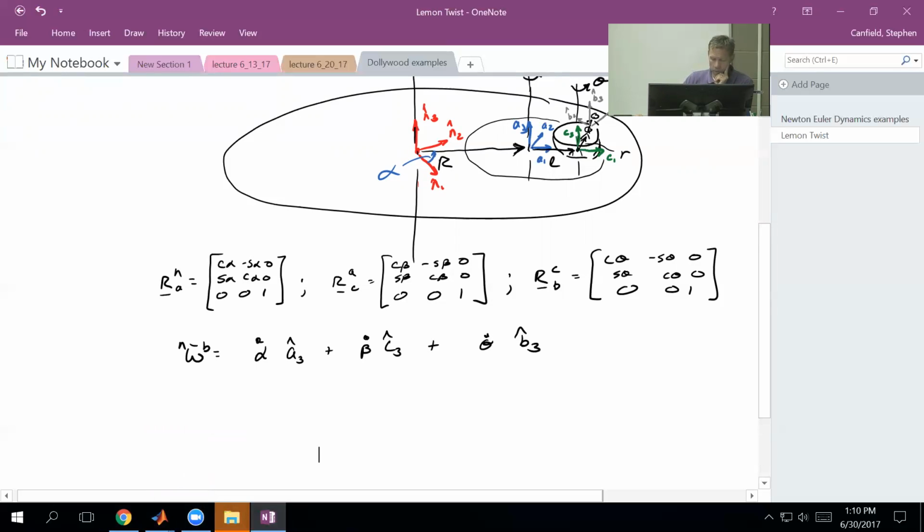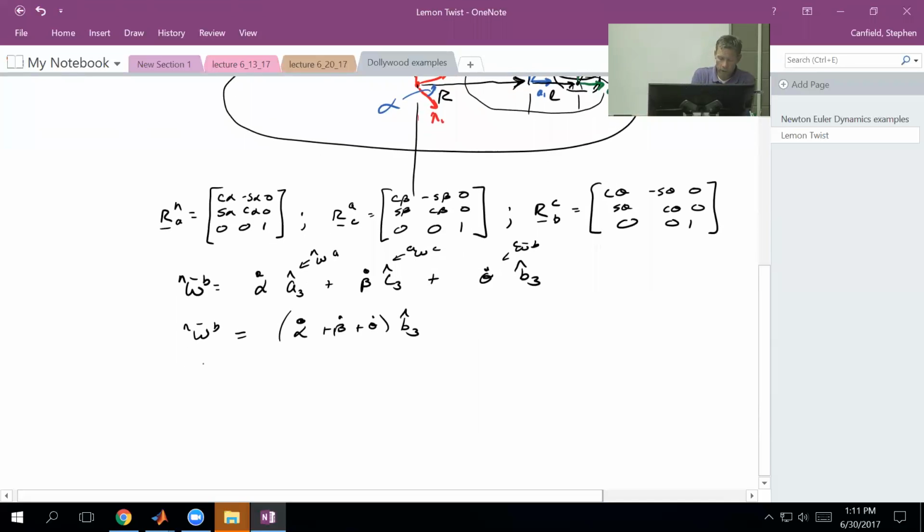So I need to project everything. If I choose to project everything onto the B frame, I can do that. That means I need to pre-multiply the C frame by this projection of B to C transpose. But I can see that the 3 axis is preserved, and the same with the A frame. So I could also get the same thing, alpha dot plus beta dot plus theta dot in the B3 direction. Those are equivalent. By the way, this is the angular velocity of A with respect to N. This is the angular velocity of C with respect to A. This is the angular velocity of B with respect to C.